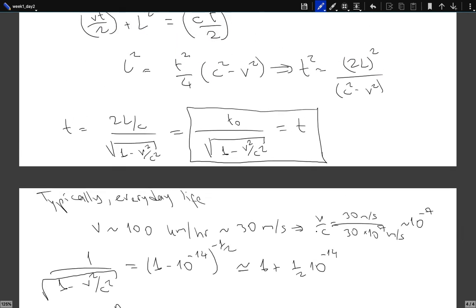So this expression, is it valid only if speed is close to the speed of light? No, it's valid all the time. But if the speed is not very close to the speed of light, it is almost exactly what you get from Newton's dynamics, that time is absolute. T is equal to T0.